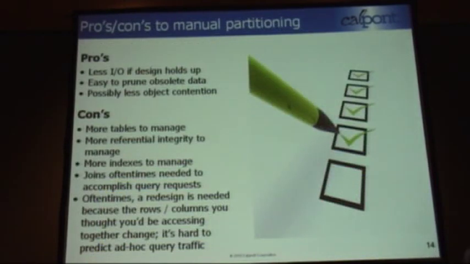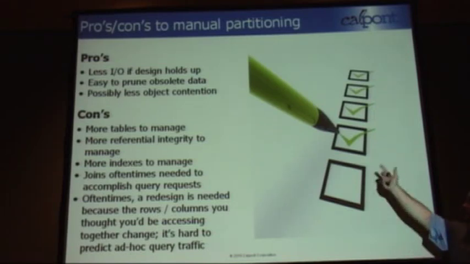Now, there are some pros and cons you need to be aware of if you're going to do this. First off, if your design holds up, you will have less I/O to deal with at the database layer. What I mean is, if you've done it right and you're going after those children in a vertical partition scheme, you're going to be doing less I/O when it does a row-level grab for that data. That'll work if the design holds up. All right, and I'll talk more about that in the cons here.